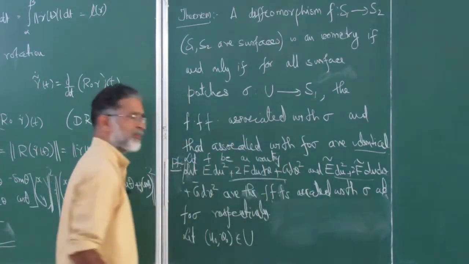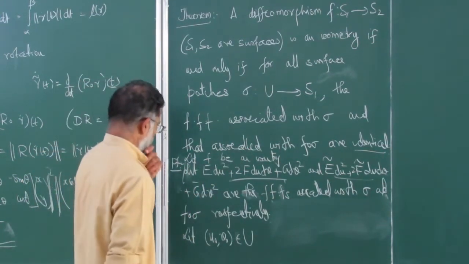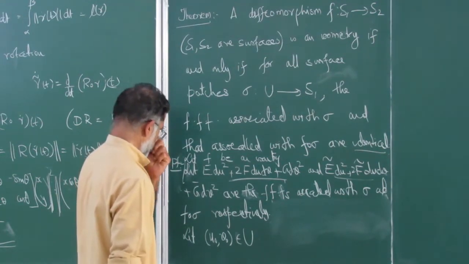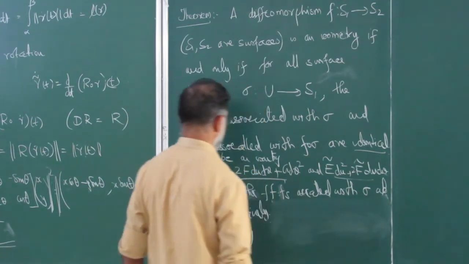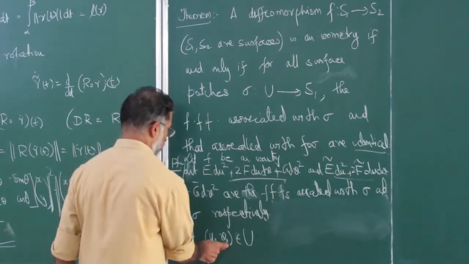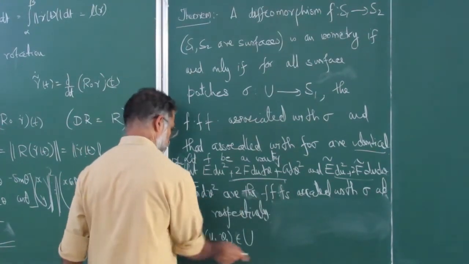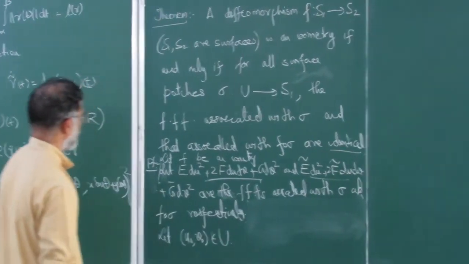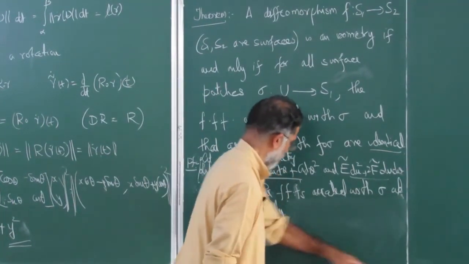Okay. Let F be an isometry. Maybe my proof procedure is not very good, maybe this is not a very nice way of saying. You fix two points, you take two surface patches. It's okay, no problem. I'm just reducing my writing.